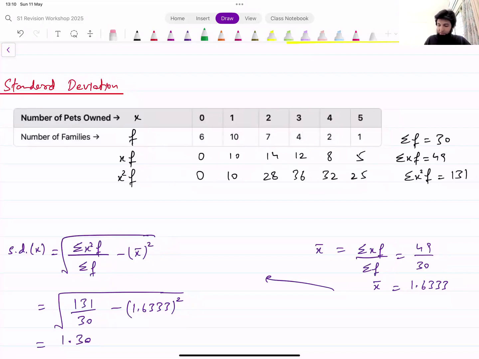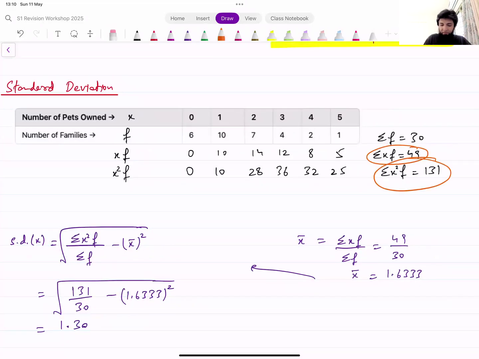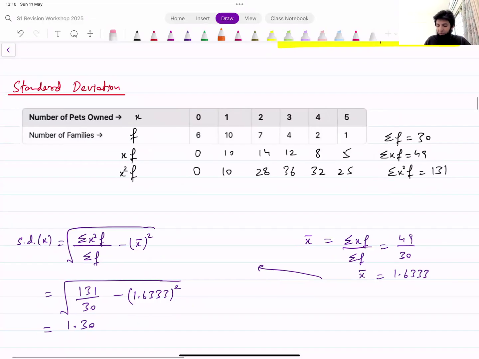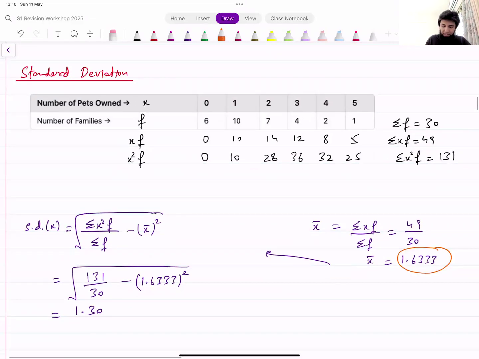Once you have these values, sigma xf and sigma x squared f, all you have to do is input them in the formula. Find the mean first of all. The mean turns out to be 1.633. Put that mean here along with sigma x squared f and sigma f, and that gives you the value for standard deviation. That's how you calculate standard deviation for group data.